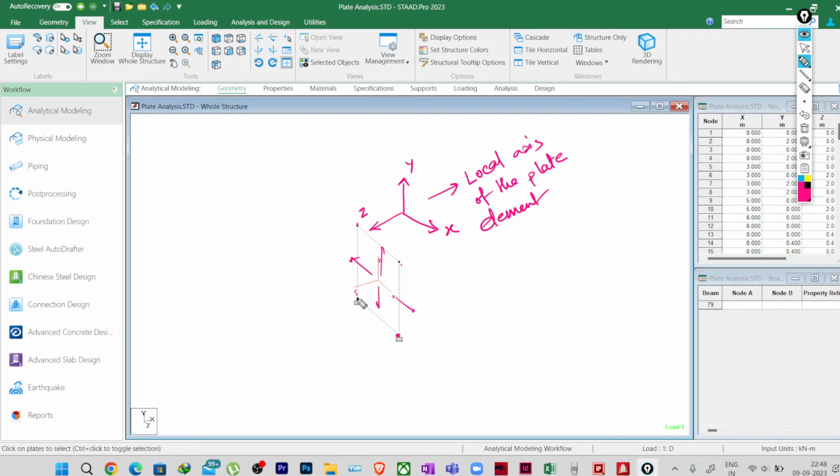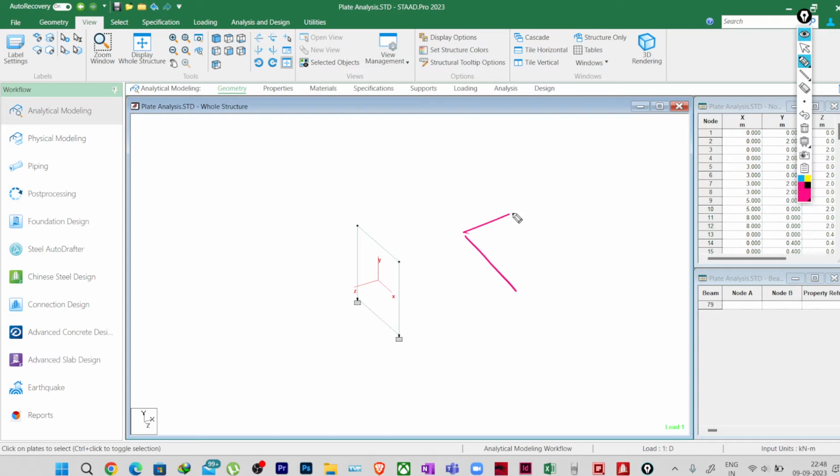Now the main thing that we have to understand: suppose this is my plate and let me draw the elements. Suppose this is my y-axis, this is my x-axis, and this is my z-axis. So whenever you will be seeing moments, remember, whenever you will be seeing moments, if I just draw the thickness also of this plate.